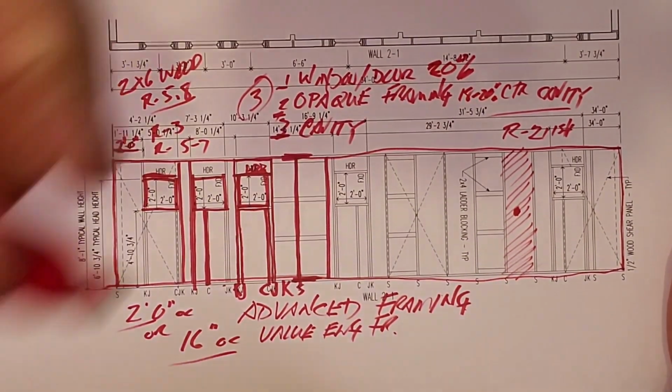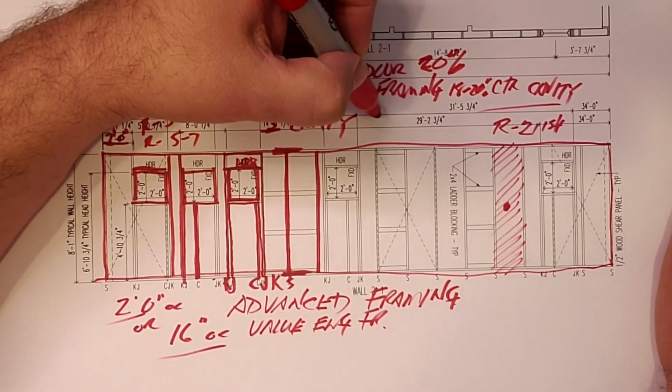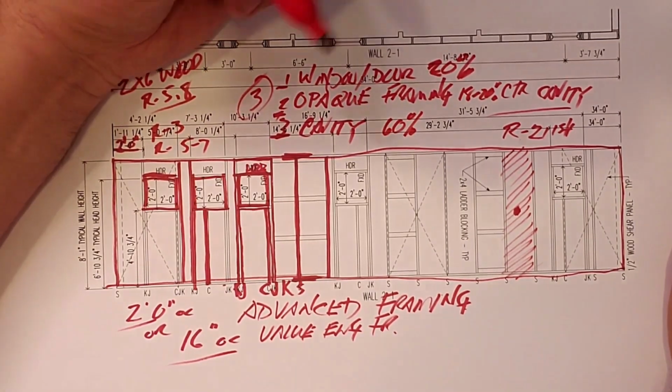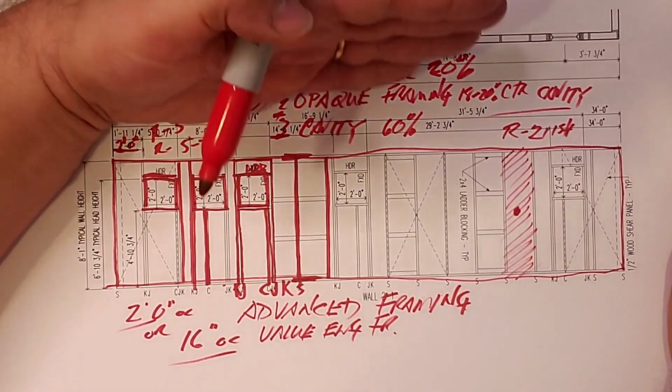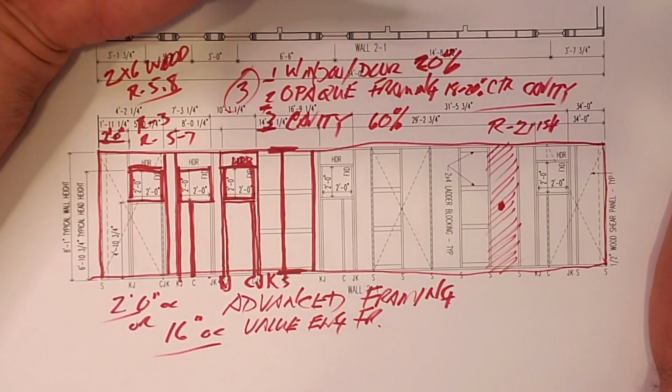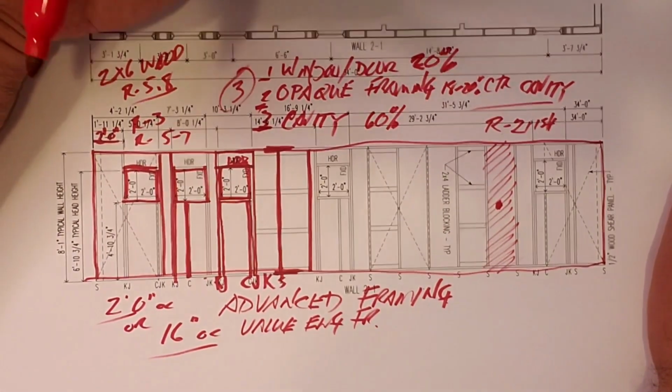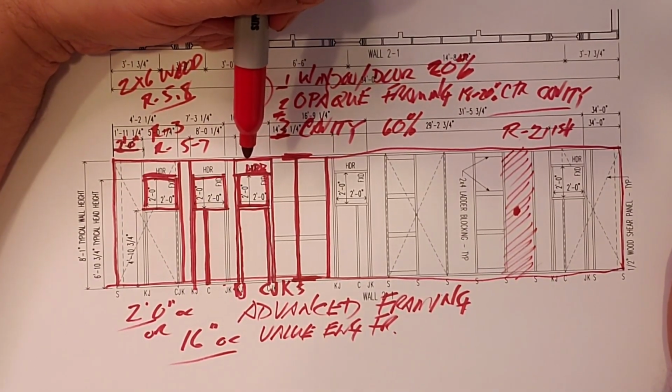And that leaves the cavity to be somewhere around 60%-ish, maybe a little more. Those numbers fluctuate, depends on the framer, depends on the complexity of the house, a whole bunch of things. But those are pretty solid numbers, let's say.